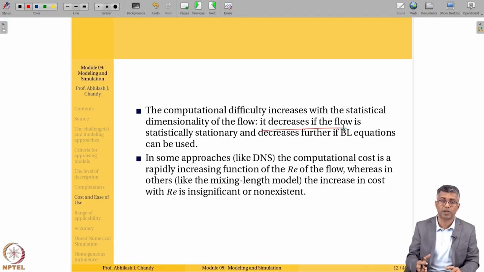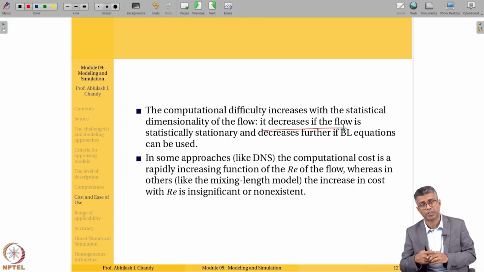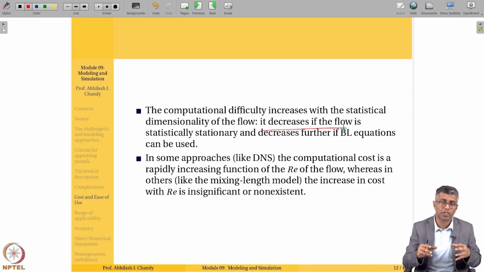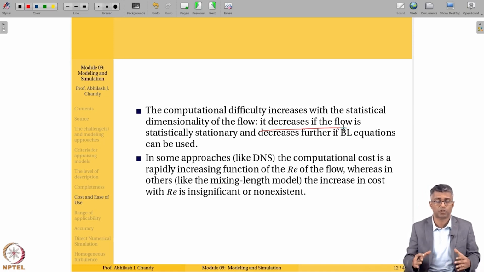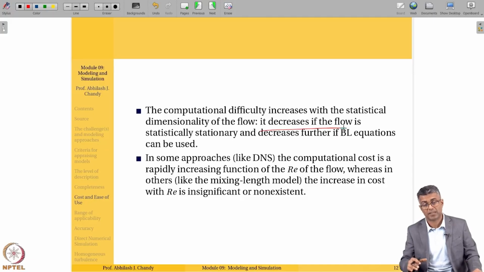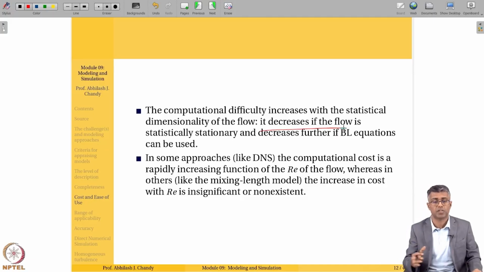So as the Reynolds number increases, we saw earlier there was a statistic showing the cost increases with Re cubed, and we will look at how that relationship works in this module over the next few classes. But the computational cost increases as a function of the Reynolds number of the flow, whereas in the mixing length model, since all length scales are just modeled and not a single length scale is resolved, the cost due to an increase in Reynolds number is insignificant.